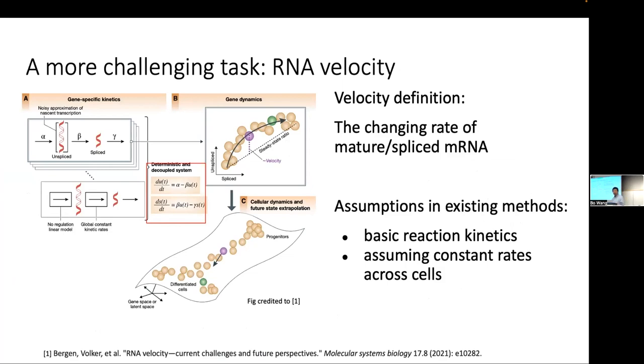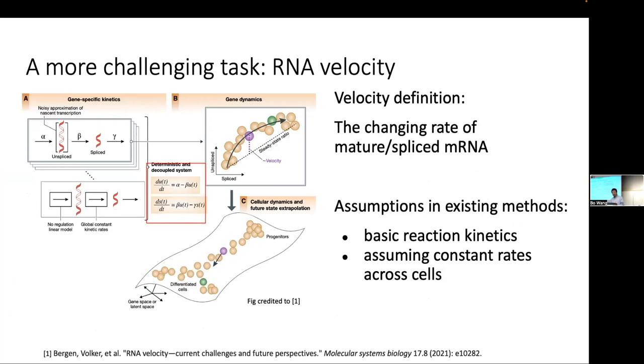What I want to talk about is not autoencoders. It's also not about cell types or clustering. What I want to talk about today is a more challenging task in analyzing single cell RNA-seq data using deep learning. Specifically, I want to talk about the task of RNA velocity.